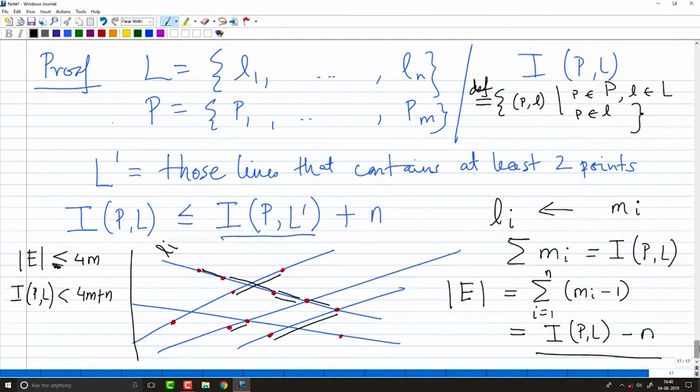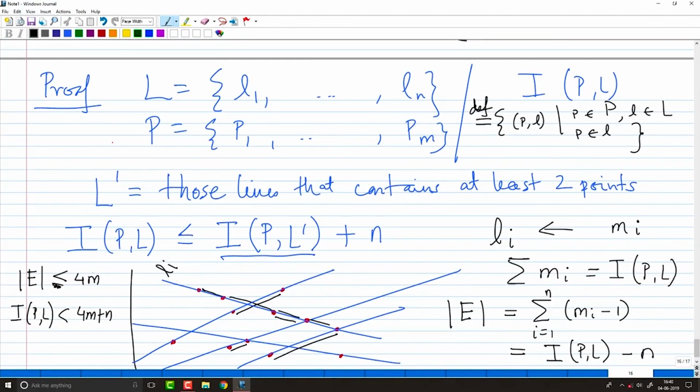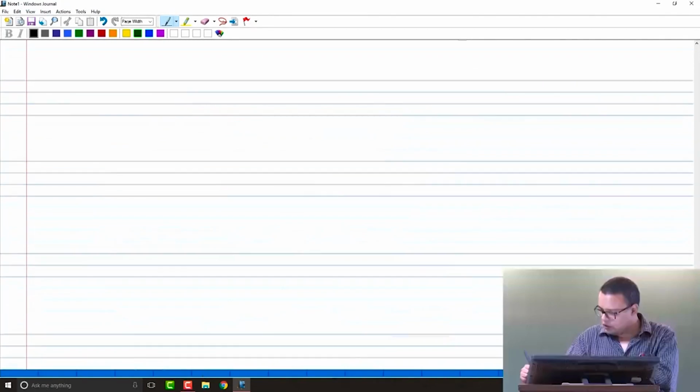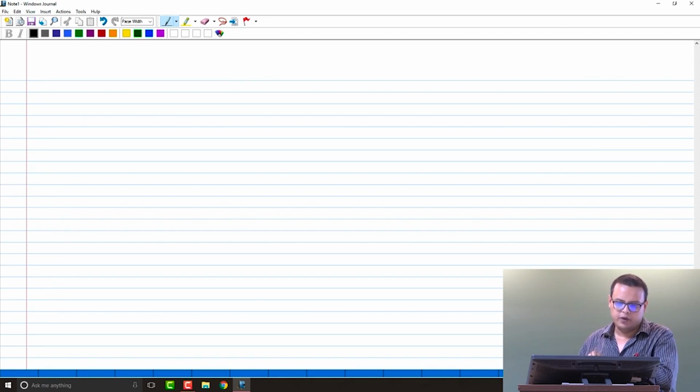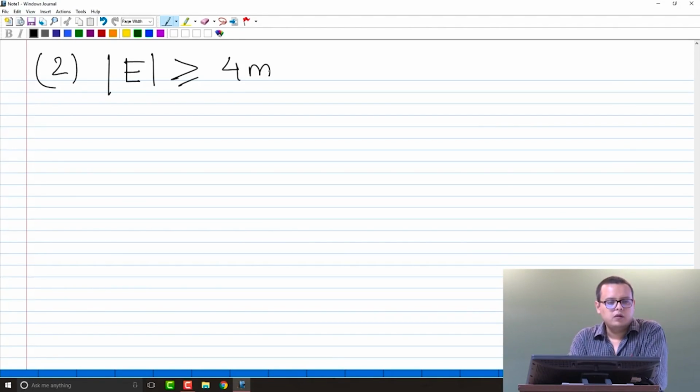Okay? So, let us go back to the original bound. This is basically (mn) to the power 2 by 3 plus m plus n. So, if the number of edges is less than 4m, we have that bound. Good. If the number of edges is more, then what will we have? Case 2 is when the number of edges is at least 4m. Then here we will use the crossing lemma, the stronger bound. How many crossings does this graph have?